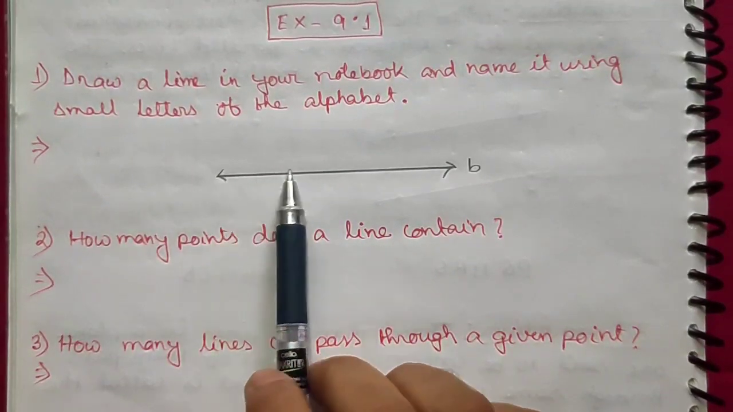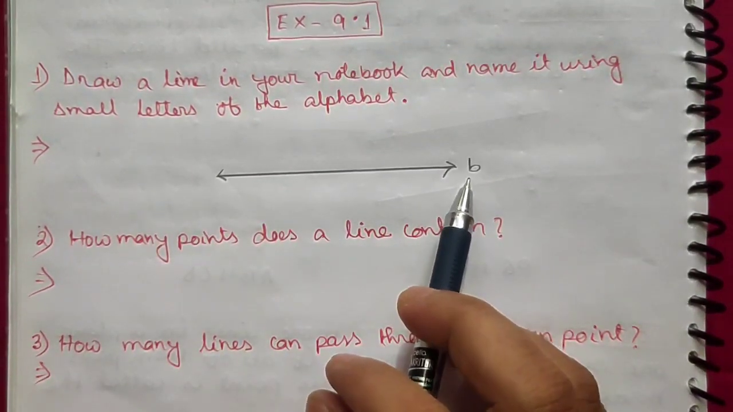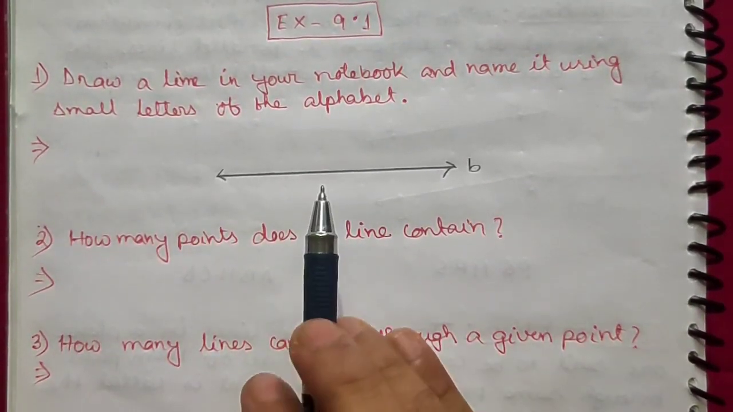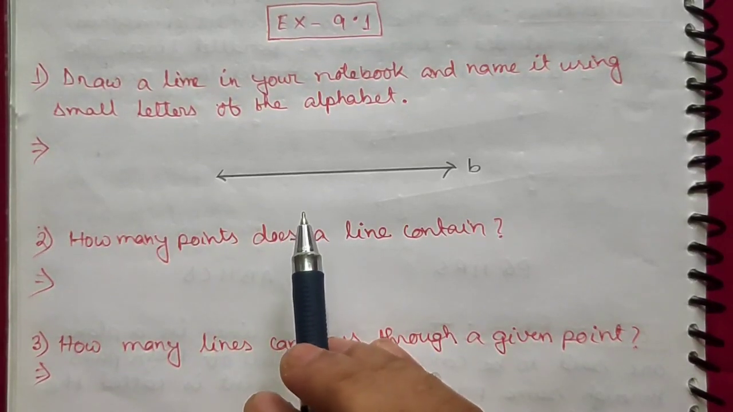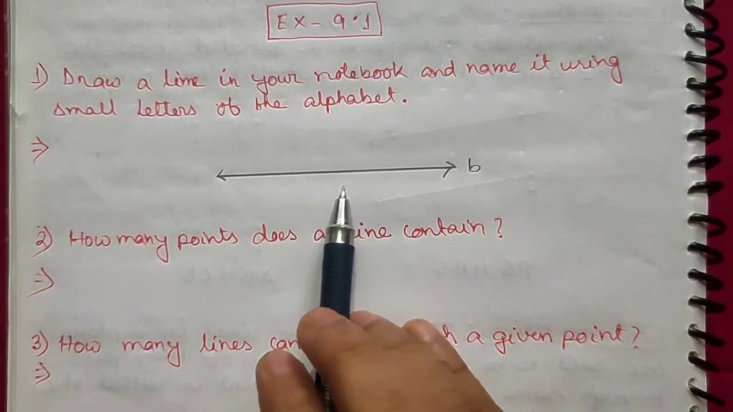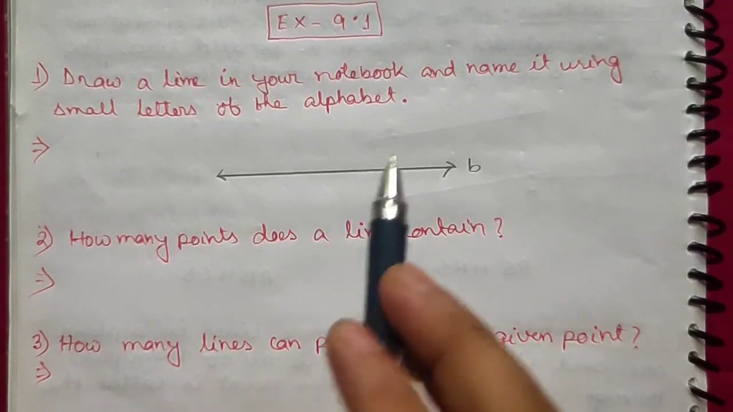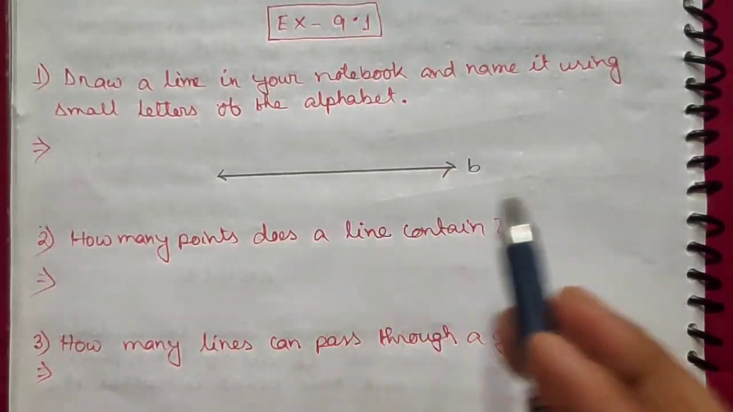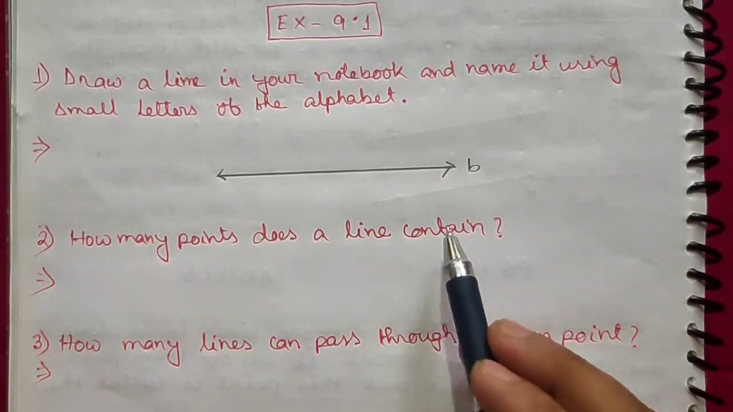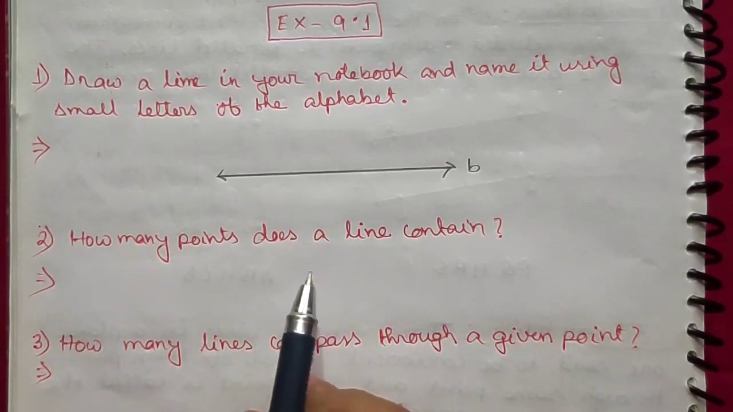So I have drawn a line and named it line B. Usually we do geometry work with a pencil, so if you use a pencil, it will be better for you. Next question is: how many points does a line contain?